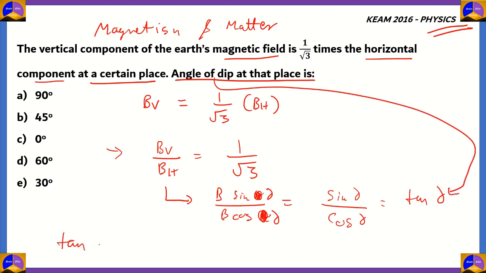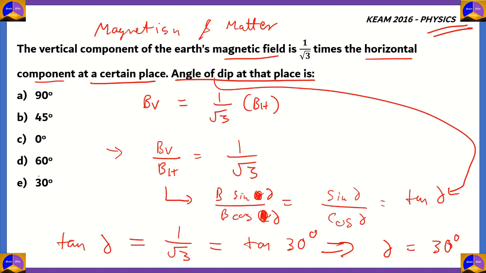So tan delta is equal to 1 by root 3. Now, if you have learned your tangents from grade 10, you would know that 1 by root 3 is equal to tan of 30 degrees. So that means the value of the angle of dip at that particular place is 30 degrees. So therefore, option E, 30 degrees, is correct.